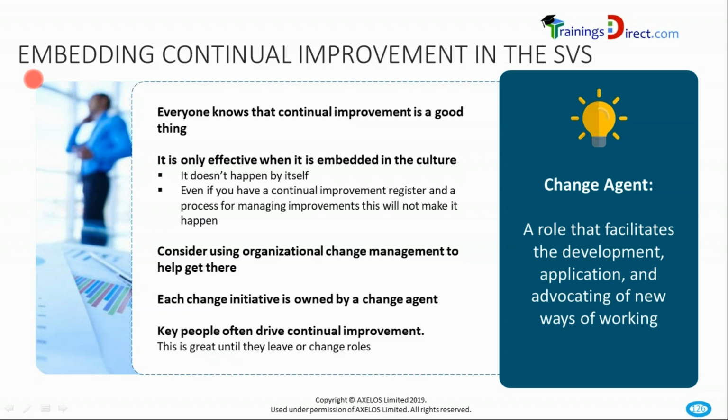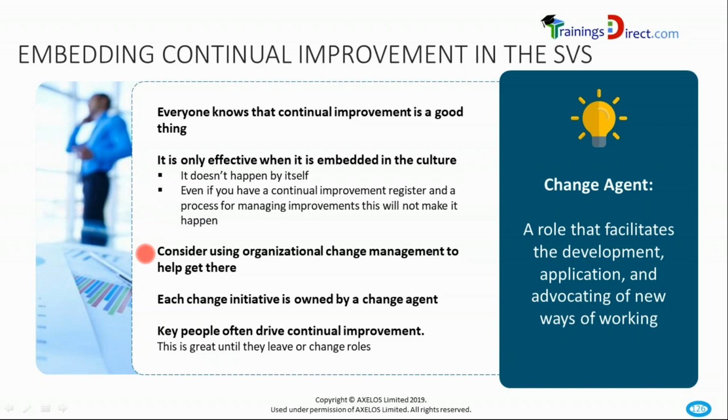Embedding continual improvement in the SVS. Everyone knows that continual improvement is a good thing. Nobody doubts it. It is only effective when it is embedded in the culture. It doesn't happen by itself. Even if you have a continual improvement register and a process for managing improvements, this will not make it happen. It seems there is some other energy required to make it happen, rather than just having a register and a process.